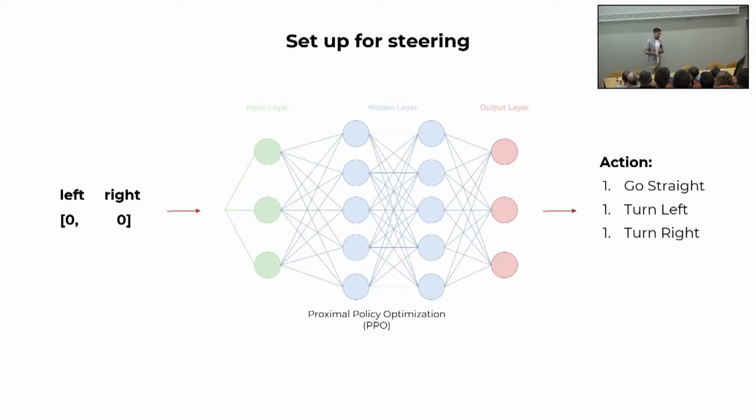It's proximal policy optimization. It's based on a neural network with one input layer, several hidden layers, and finally one output layer, which has three nodes and a softmax activation function that is going to produce the probability of taking one of the possible actions: going straight, turn left, or turn right. Our agent will pick the one with the highest probability.